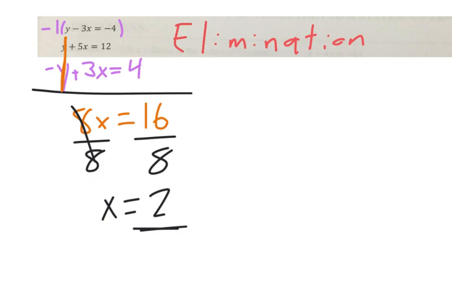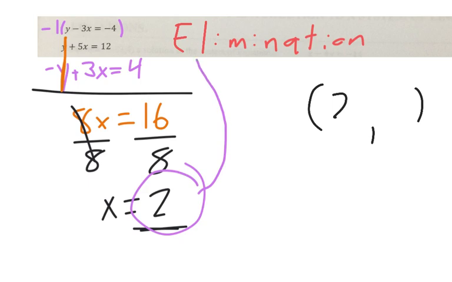But we're not finished because remember, the point that they're intersecting is an ordered pair. So all I know is the x value is 2. In order to find the y value, I must take this 2 and plug it into any of my original equations. So I'm going to plug it into the bottom equation.